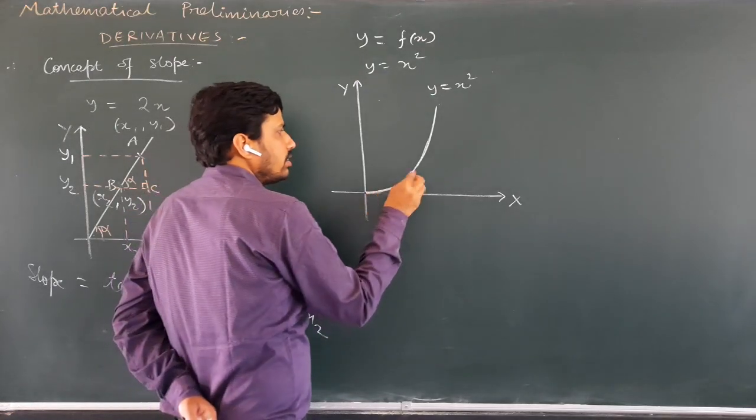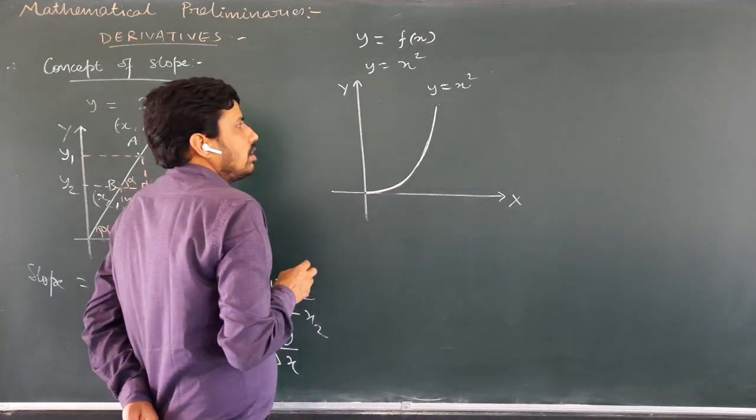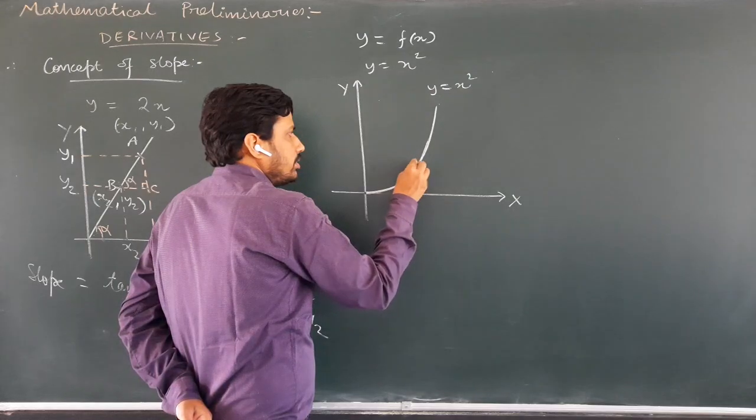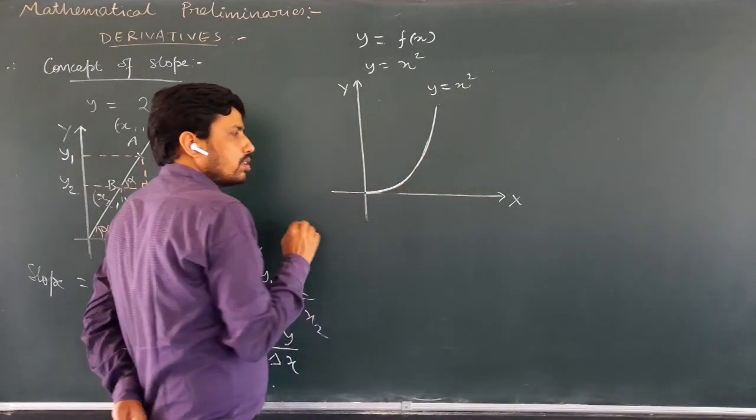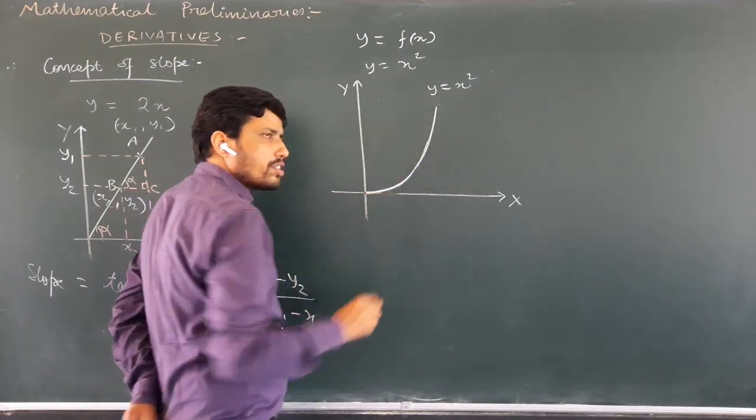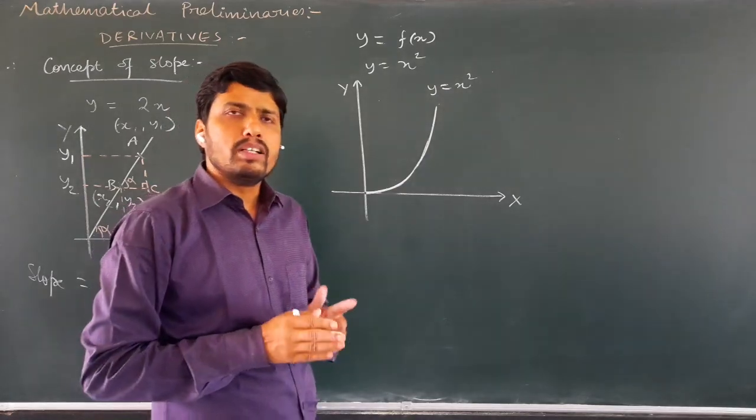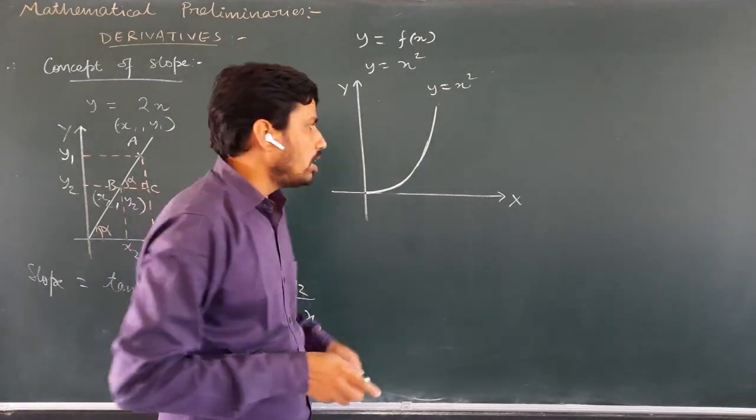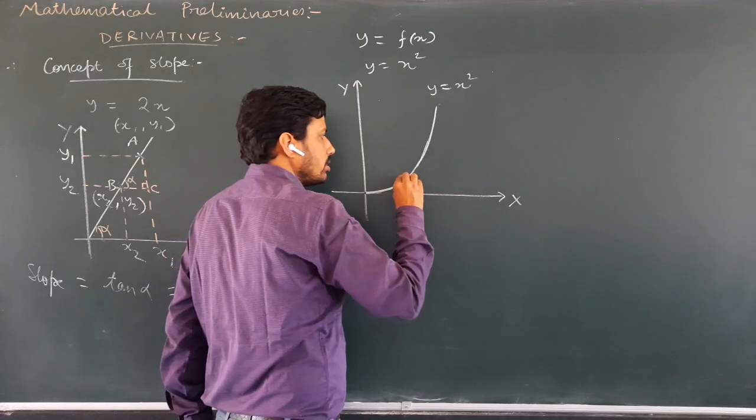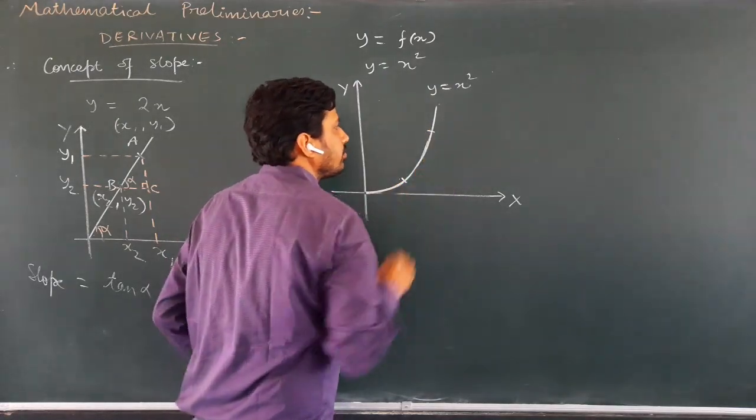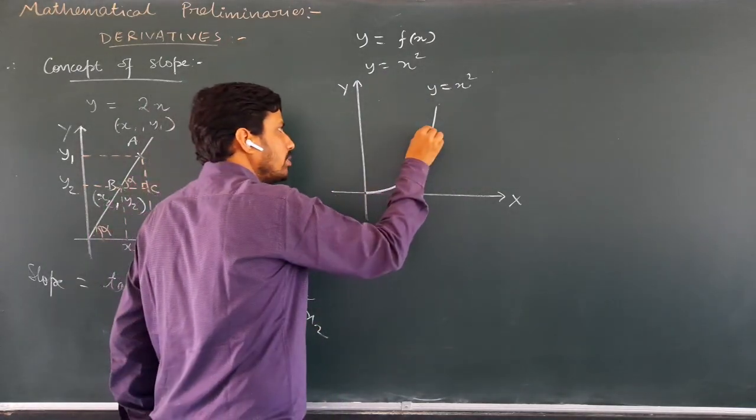Now here, suppose I wish to find the slopes. Then here, since it is not a straight line, the slope will be different at different points. If I choose 2 points, say this and this, then I can join them by a straight line.